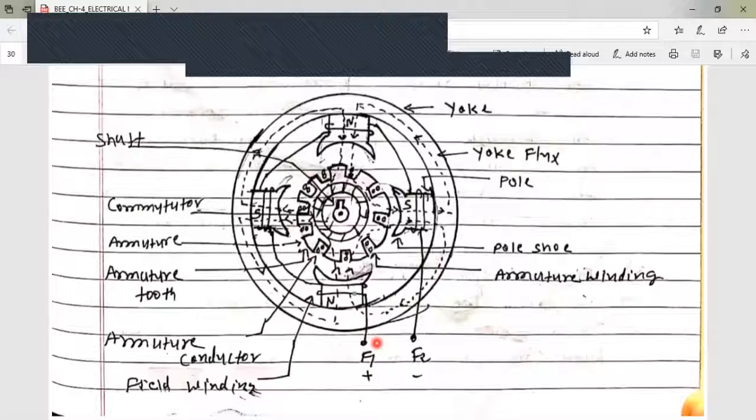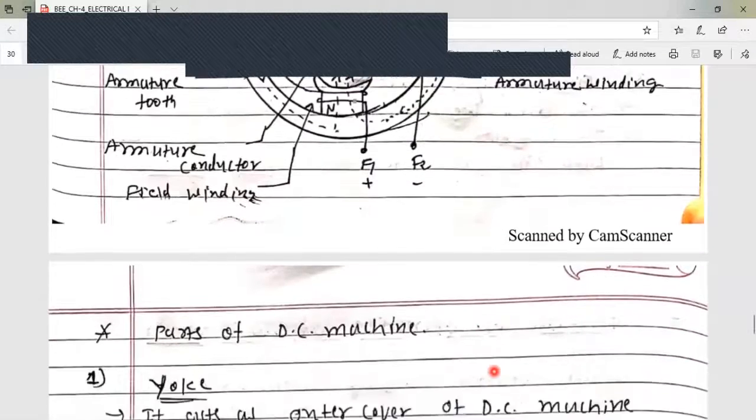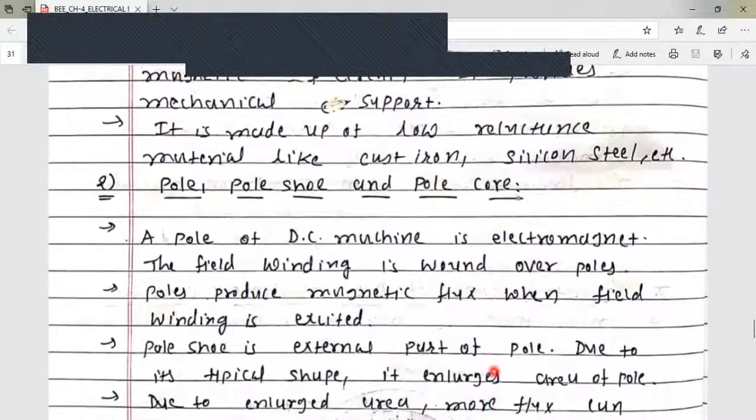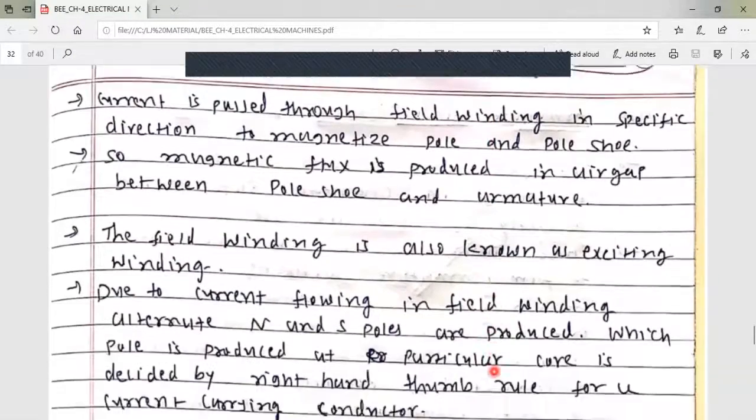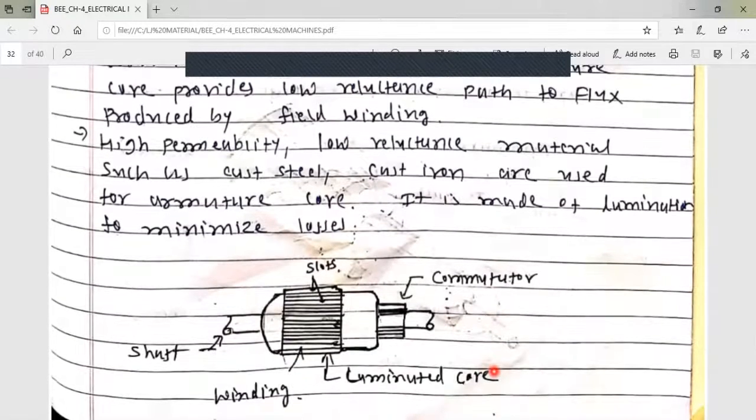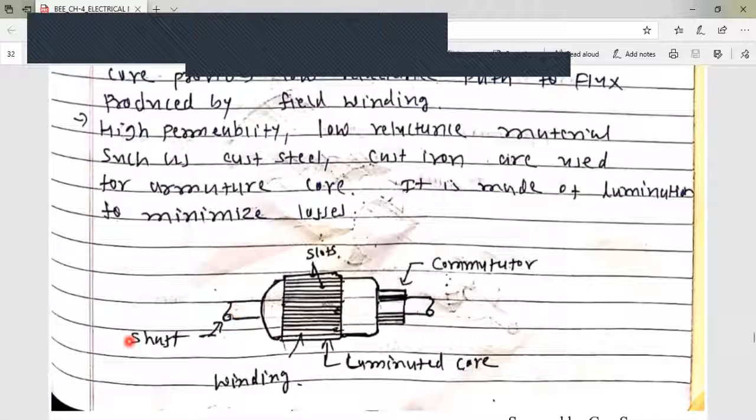We will discuss the function of each part in detail. See here. Again, we can see one figure, so you can realize these parts. This is the shaft, inner. Above the shaft, this is the commutator, and this is the armature winding.